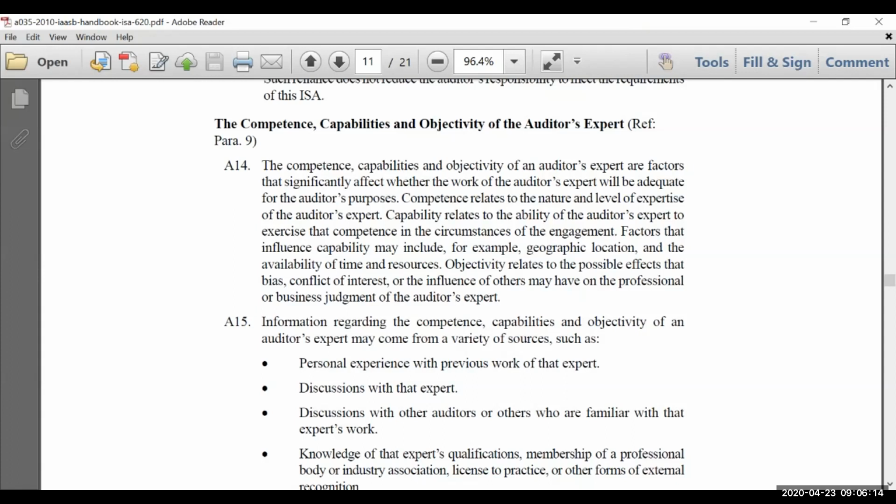Capability is being able to apply that knowledge, that skill set, in a given matter, in a given area. It is the application of the knowledge. That's what we mean by capability.